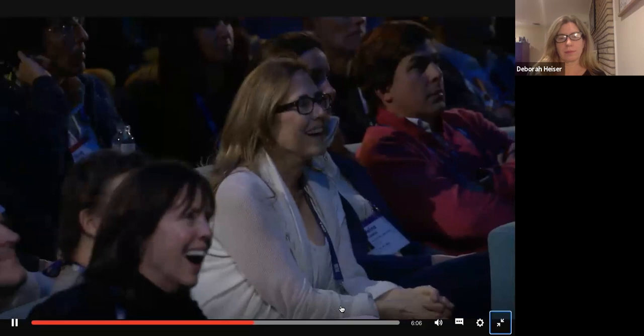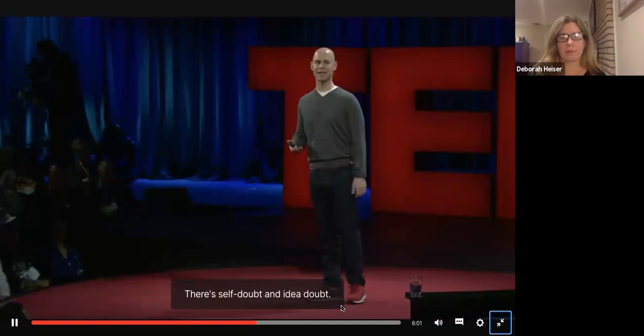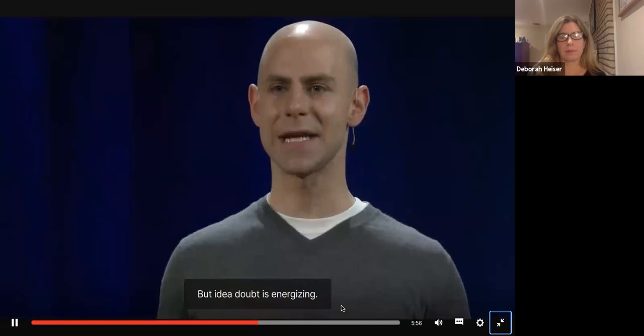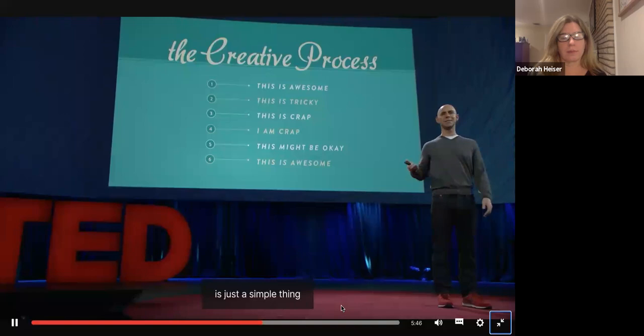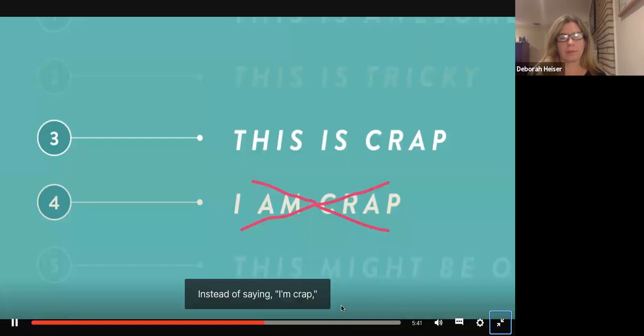Now, in my research, I discovered there are two different kinds of doubt. There's self-doubt and idea doubt. Self-doubt is paralyzing. It leads you to freeze. But idea doubt is energizing. It motivates you to test, to experiment, to refine, just like MLK did. And so the key to being original is just a simple thing of avoiding the leap from step 3 to step 4. Instead of saying, I'm crap, you say the first few drafts are always crap, and I'm just not there yet. So how do you get there?